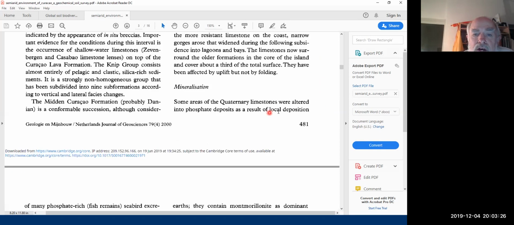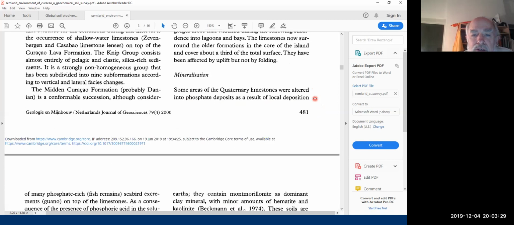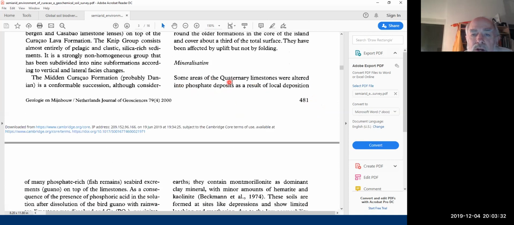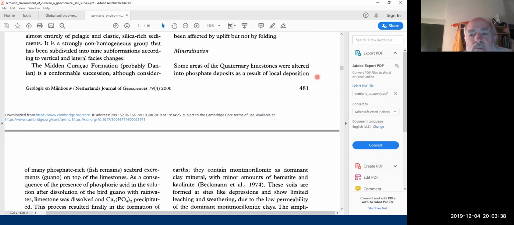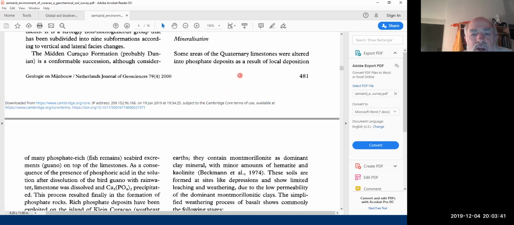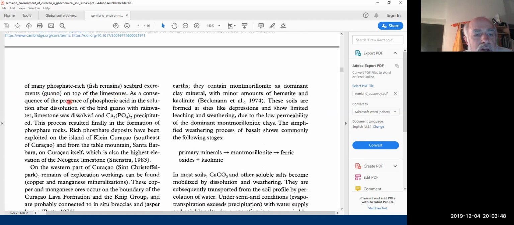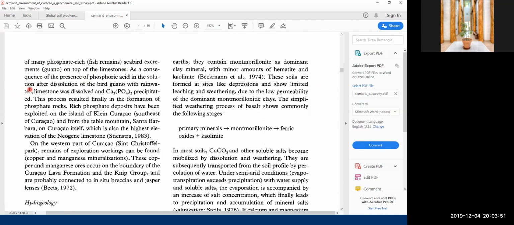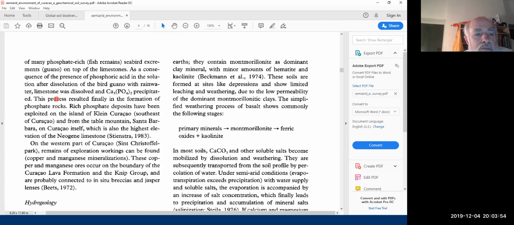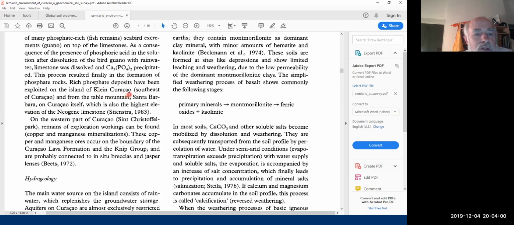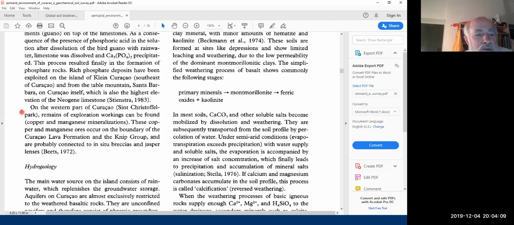All right. Then this business about the phosphate deposits. Some areas of the limestone. Quaternary means the recent period of geological time, the last million or so years. Some phosphate deposits. So there's fish remains, seabird excrements, and then this gets dissolved by rainwater and precipitates or deposits in phosphate rocks. So that's the Klein Curacao. That's the island I guess you were talking about, and Table Mountain. You guys mentioned that. That's good.